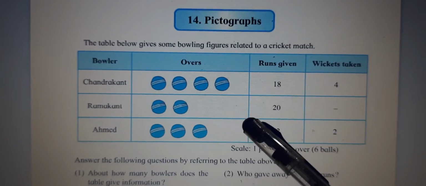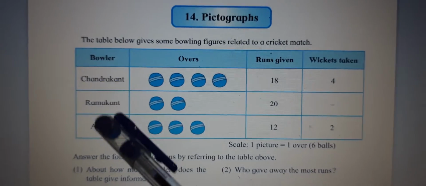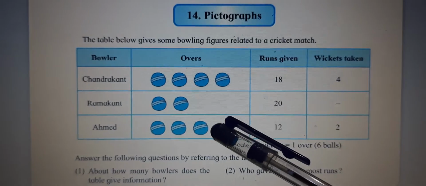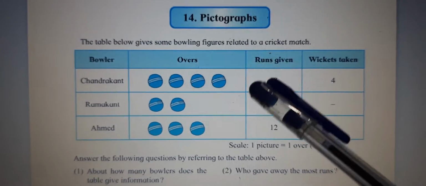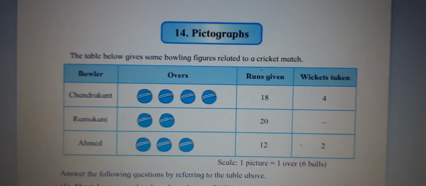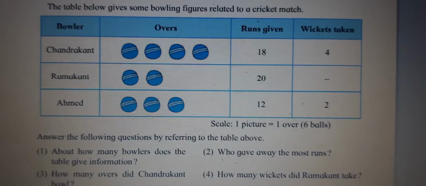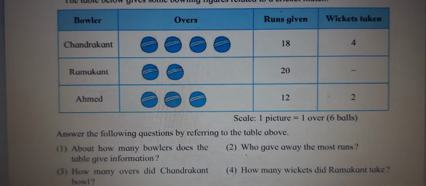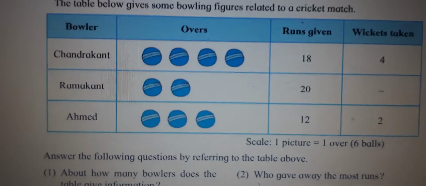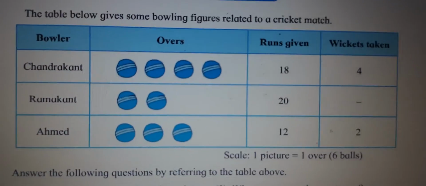See, look at this table which is shown here, which is related to a cricket match. Here you have the names of the bowlers and here you have the number of overs. You know overs, no? In cricket, 1 over is 6 balls. Runs given and wickets taken. Runs are given: the bowler is bowling and the batsman is taking runs, but it's called runs given. And wickets taken: that is when the bowler or the fielder takes the wicket, the batsman is out. That is how we count the wickets.